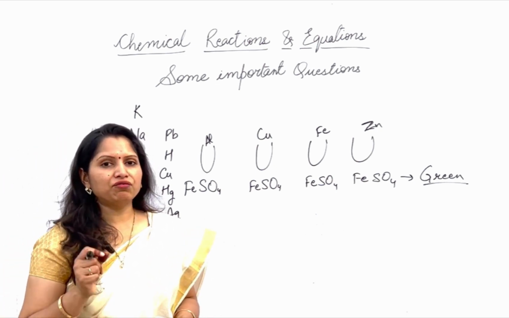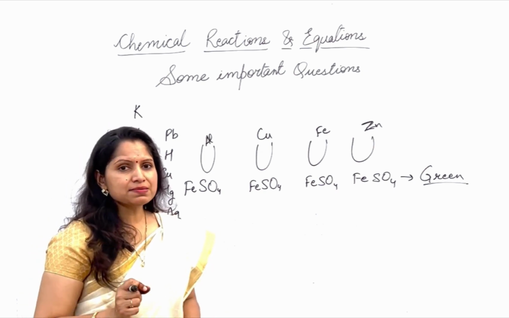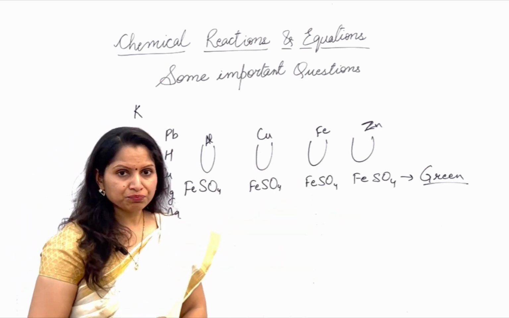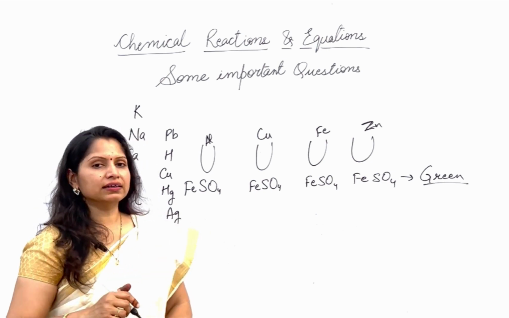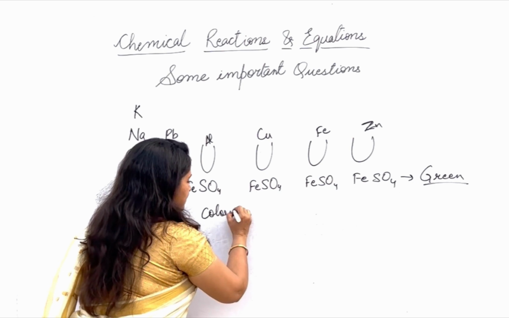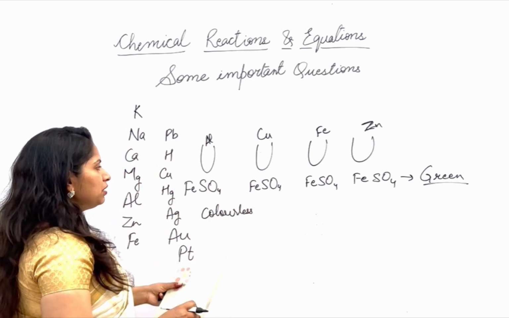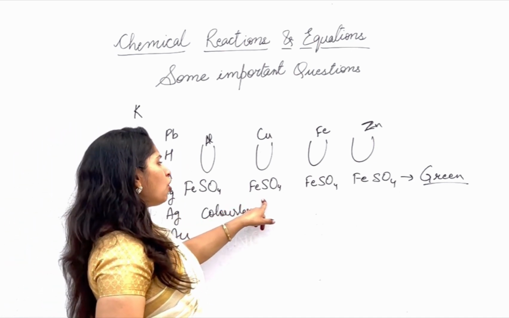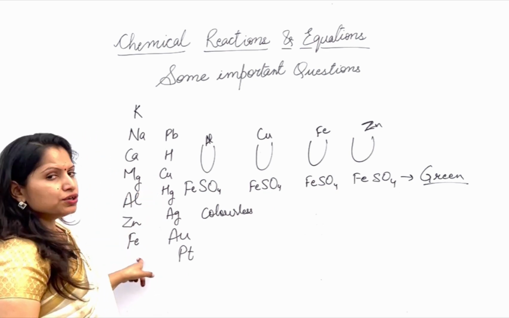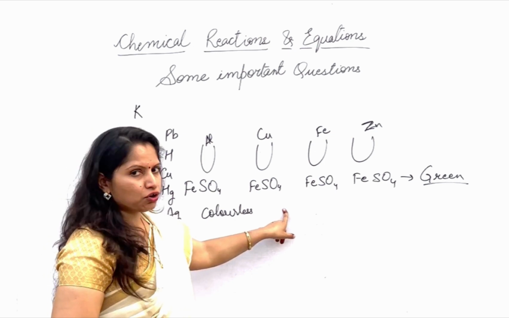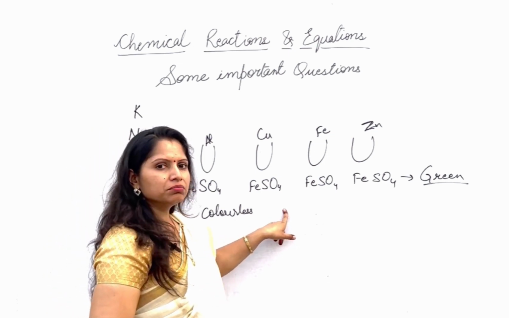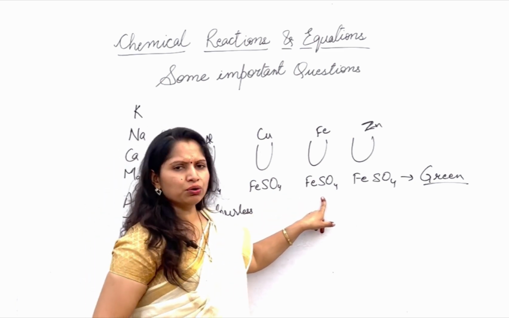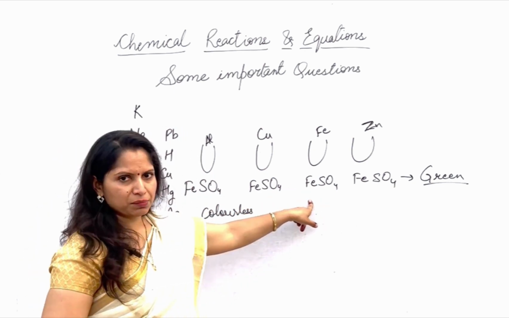Remember that ferrous sulfate is green in color, copper sulfate is blue in color, and aluminium sulfate and zinc sulfate are colorless. Remember this thing. So this solution will become colorless because of the formation of aluminium sulfate. Aluminium being more reactive than iron, it will displace iron, and so aluminium sulfate will be formed. If we add copper, copper is less reactive than iron, so no reaction will take place, copper sulfate will not be formed. No blue solution will be formed because copper is less reactive than iron. Here we are adding iron only, so no change will be there. The color will remain the same.